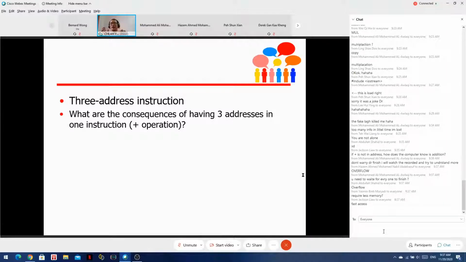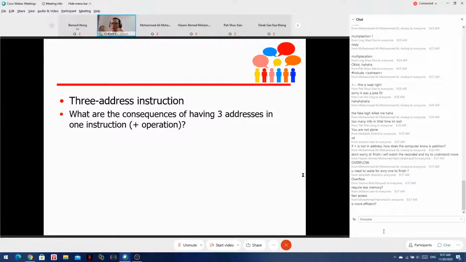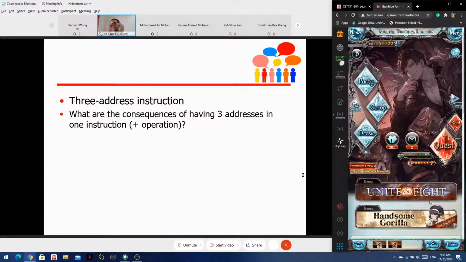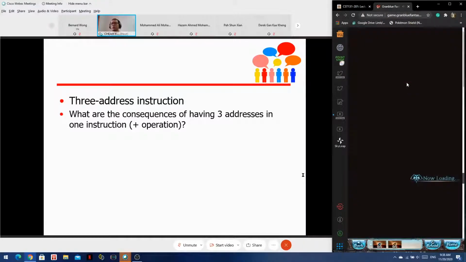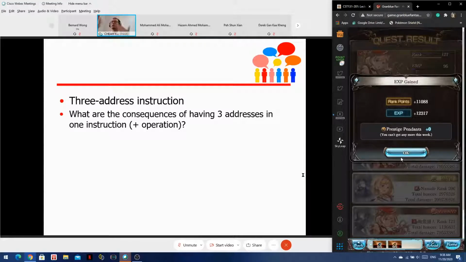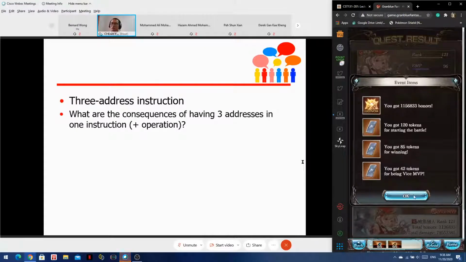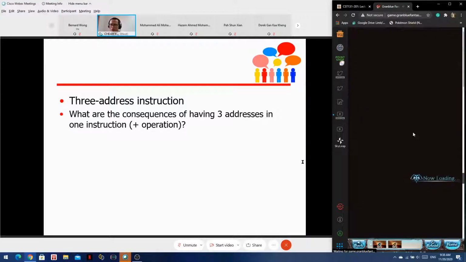So the consequence of having 3 addresses in one instruction is that you have limited space for expressing the addresses. Let's say you have 32 bits: 8-bit operation, 8-bit source 1, 8-bit source 2, and 8-bit to store your destination. With 8 bits only, you can only address 256 locations in memory. How much variety can you store? Very limited. So Yasmin's concept is correct.